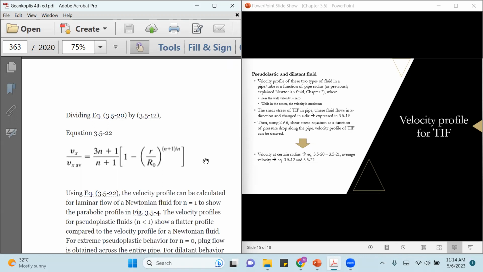So it's actually similar to what we've learned in chapter 2. However, they use a lot of m and k here. They use a lot of constants from the fluid. So that's why the equation looks more complicated.